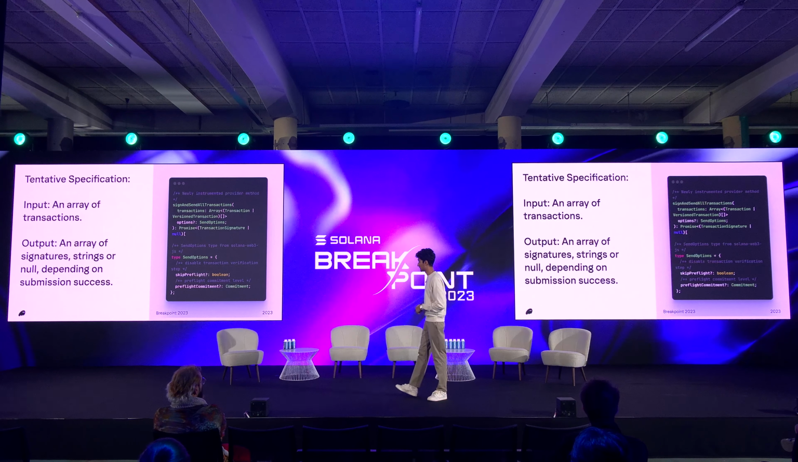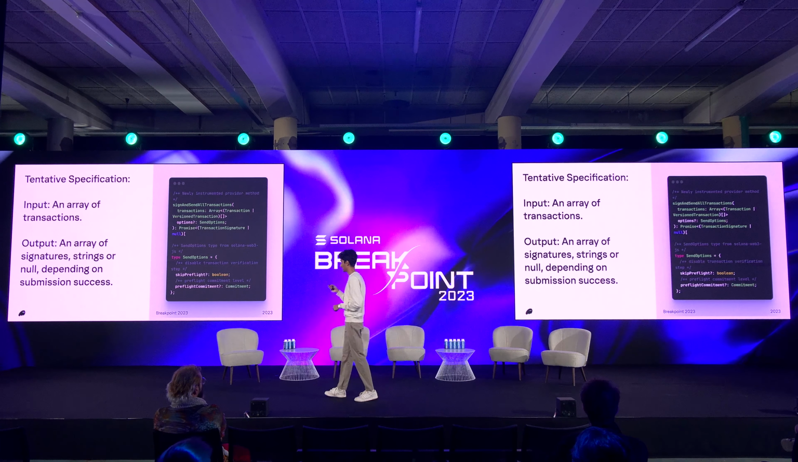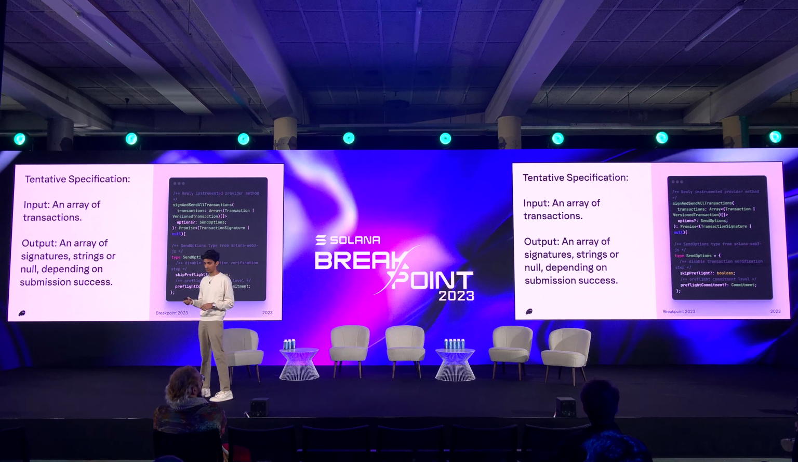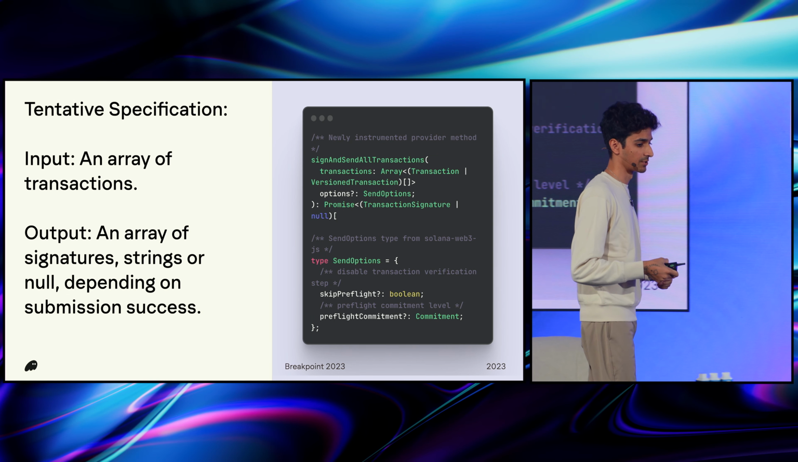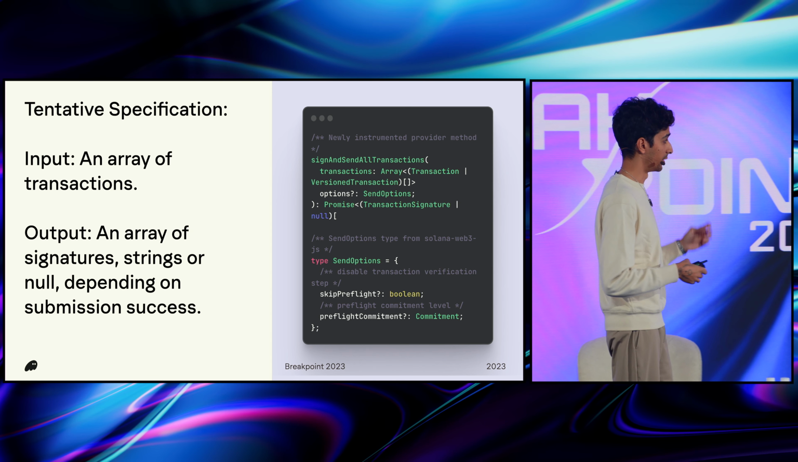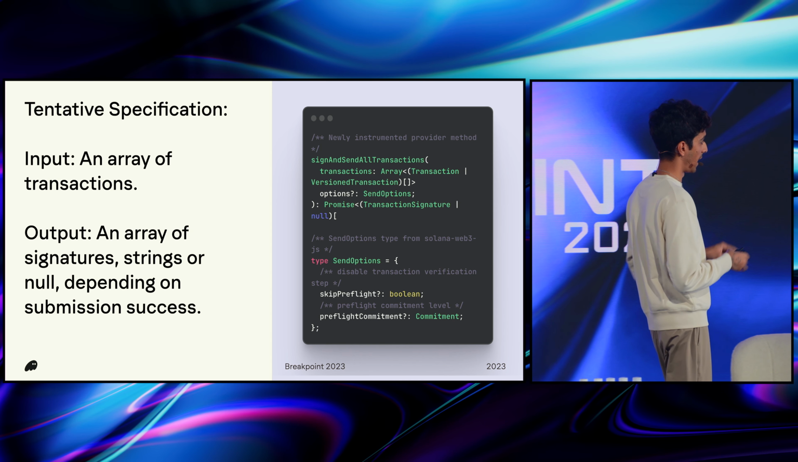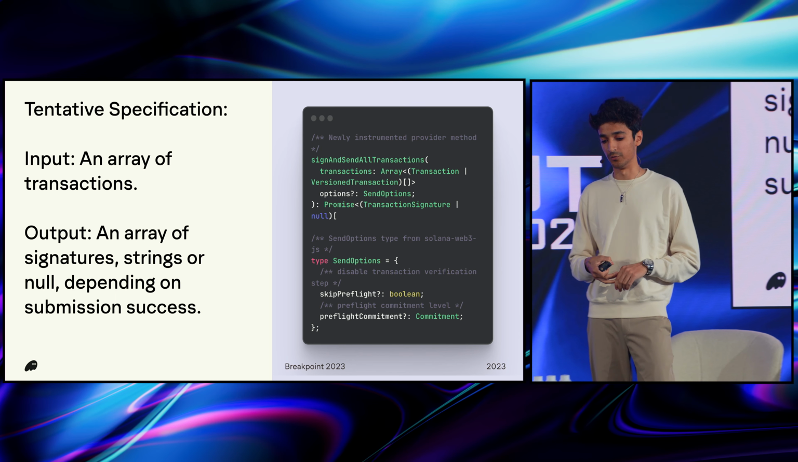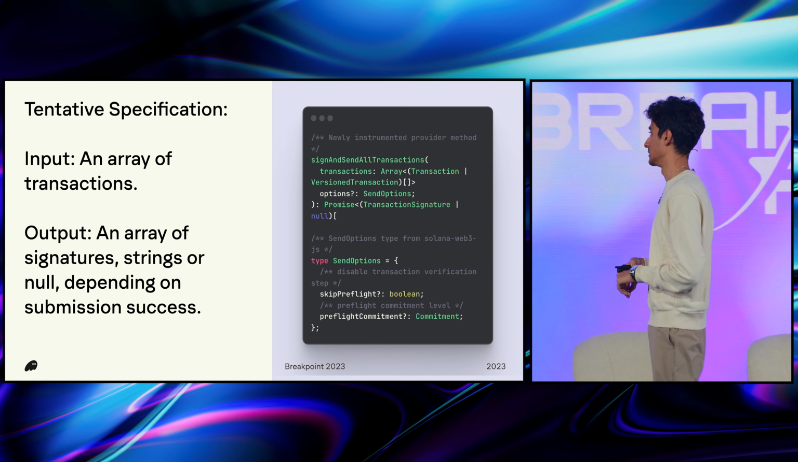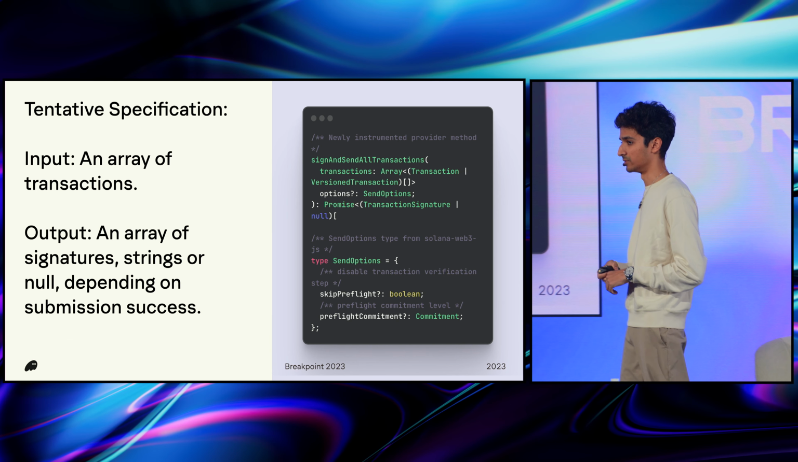So the tentative spec is going to be this. The input is going to be an array of transactions, very similar to sign all. And then the output is going to be an array of signatures, which are going to be strings, or it's going to be null. And we're currently debating whether we should also return some errors in case the transaction submission fails.